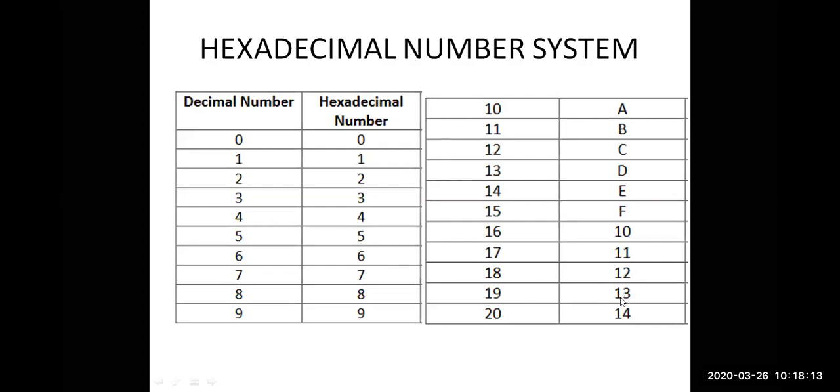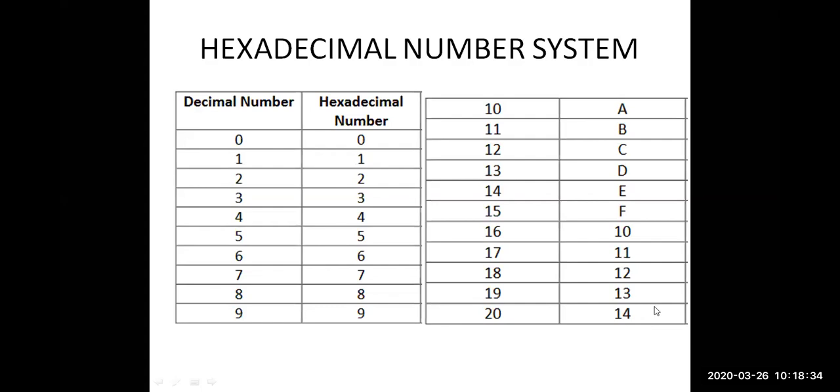What is the decimal equivalent for 1F? 1F is the hex number. Okay. So what will be its decimal number? 16.